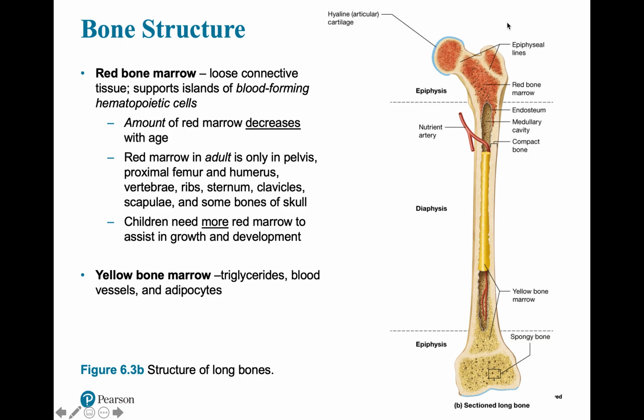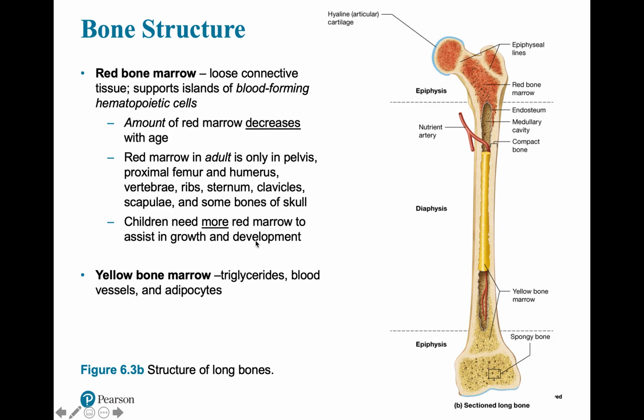Red bone marrow in an adult is really only found in the pelvis, proximal femur, and proximal humerus. When we say proximal, I'm talking about the proximal epiphysis of the femur and of the humerus, as well as the vertebrae, ribs, sternum, clavicles, scapulae, and some bones of the skull. Red bone marrow will be limited to these bones. A lot of the medullary cavities, found in the diaphysis of long bones, will have their red bone marrow replaced with yellow bone marrow as we age.